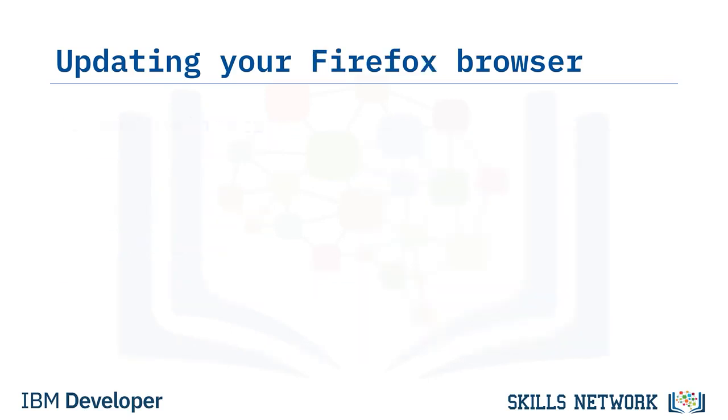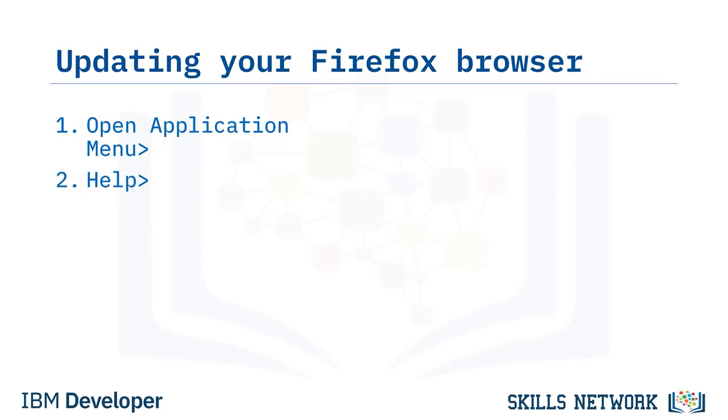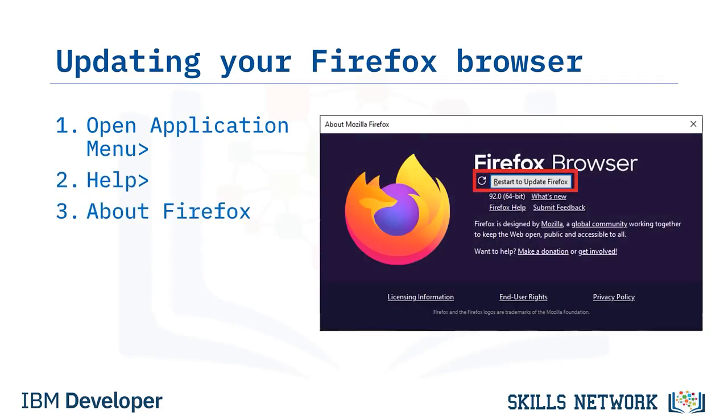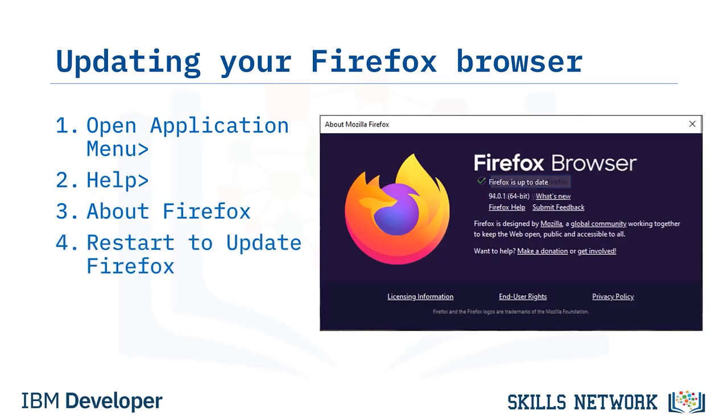In Mozilla Firefox, click the Open Application menu icon in the top right corner of the browser window, then click Help, and then click About Firefox to check for updates. Firefox will check for any available updates, and you restart the browser to install the updates.